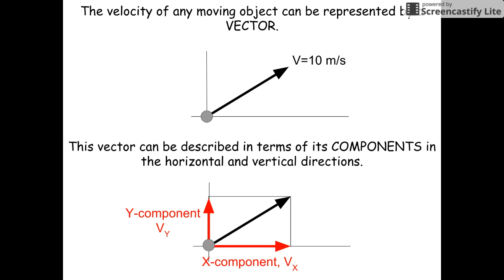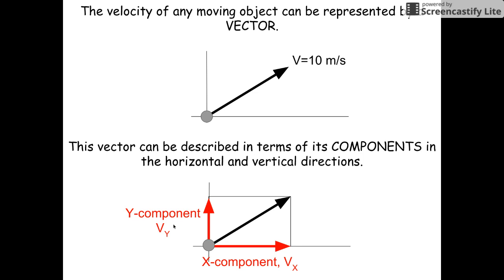Now, we're going to find it very useful to take that vector and break it down into components. So this vector can be described in terms of its components in the horizontal and vertical directions. The word component is a new word, and a component is a piece of a vector which lines up with the x direction, or it lines up with the y direction. So the vector that we have shown here actually has two components, an x component and a y component.